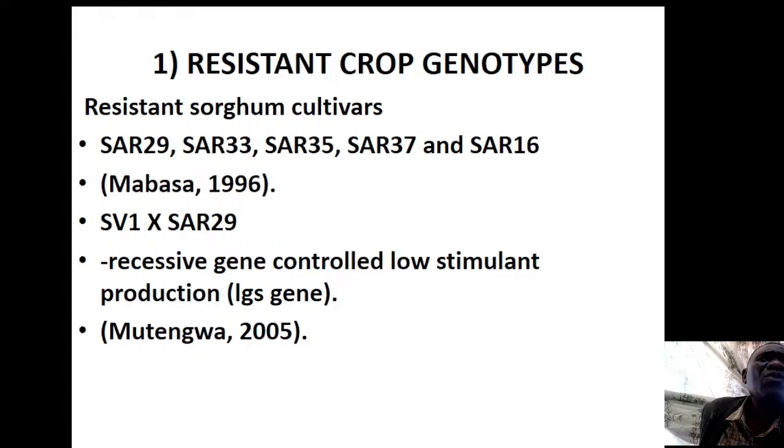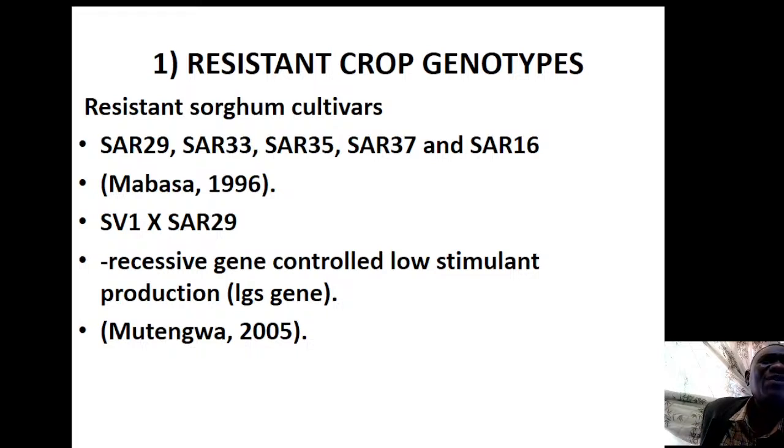In Zimbabwe, we explored some sorghum cultivars and found that we had SAR29, SAR33, SAR35, SAR37, and SAR16. Around 1996, after evaluations, there was interesting resistance. Then some of these became sources of Striga resistance.